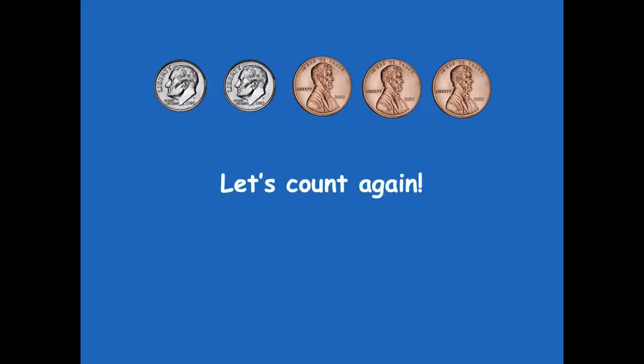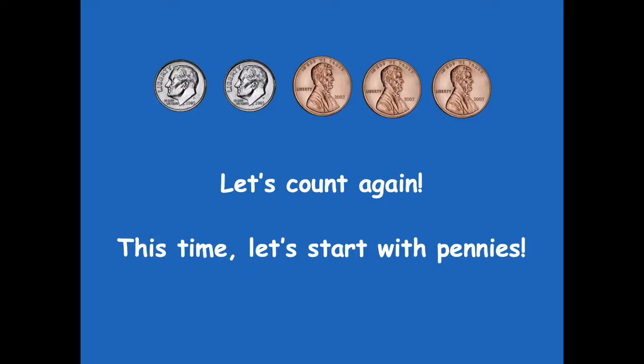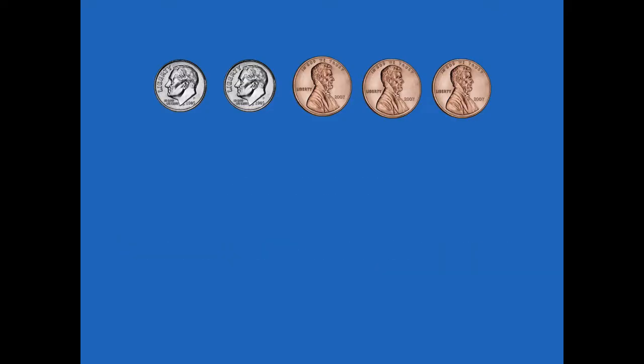Okay, so let's count again. This time, let's start with the pennies. So last time we started with our dimes, now we're going to start with the pennies. So here we go. 1, 2, 3. Oh, we got to add a dime. Well, a dime is 10 cents. So 10 plus 3 is 13. Okay, 13 cents. And now we got to add another dime. So 13 plus 10. Yeah, 23. Whew, had to pause there for a second. I wasn't sure. So 23 cents.